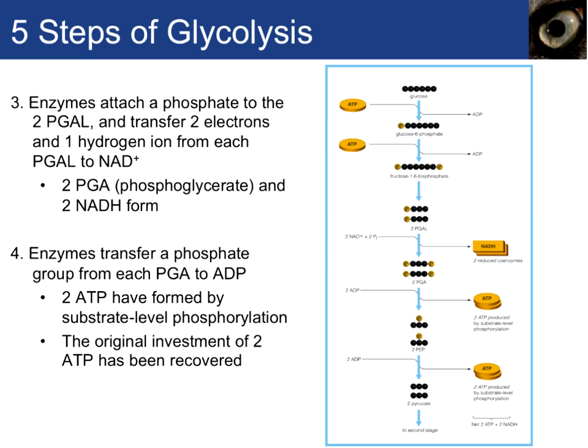Next, enzymes attach a phosphate to the 2 PGAL and transfer 2 electrons and 1 hydrogen ion from each PGAL to NAD+. So 2 PGA and 2 NADH are formed. And then the enzymes transfer a phosphate group from each PGA to ADP. So then 2 ATP are formed by substrate level phosphorylation. And at this point, the original investment of 2 ATP has been recovered. So at this point, we have a net 0 ATP produced.